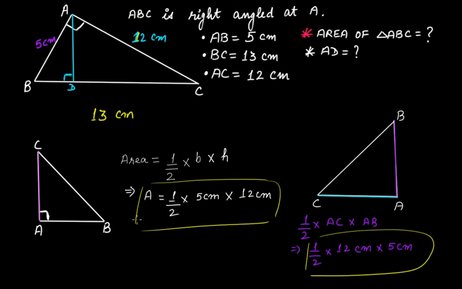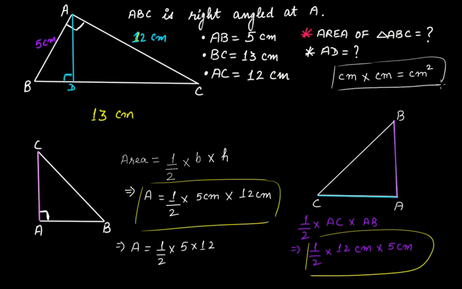Now let's solve this one. So area comes as half times 5 times 12. Now this is centimeter times centimeter. This becomes centimeter square. Remember, this becomes centimeter square. Just put a power of 2. Right? Now, when you move to higher standards, then you learn more about units. As of now, just think that whenever you are multiplying centimeter with centimeter, it becomes centimeter square.